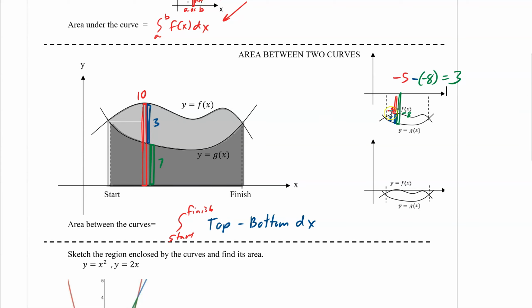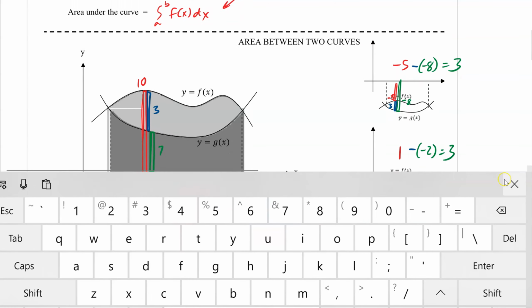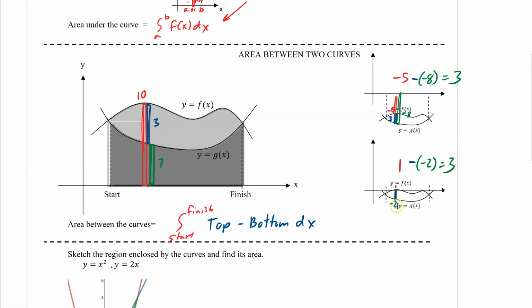So it always needs to be top, take away bottom, no matter where they are, even if it's a little bit above. Right here, to find that blue, the top one would be at 1, and the green would be at negative 2. We do that same thing, 1 minus negative 2, and it still gives us 3. So as long as we maintain top take away bottom, it will always give us the area between the two. So this is our formula for it.